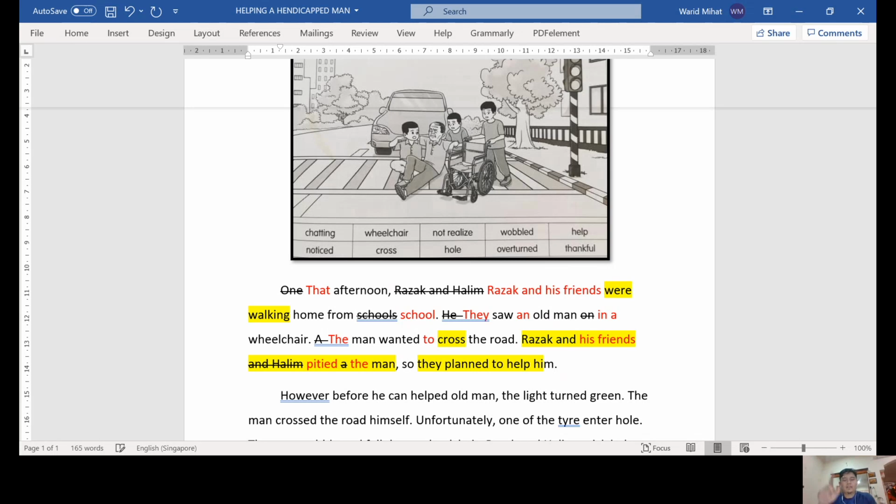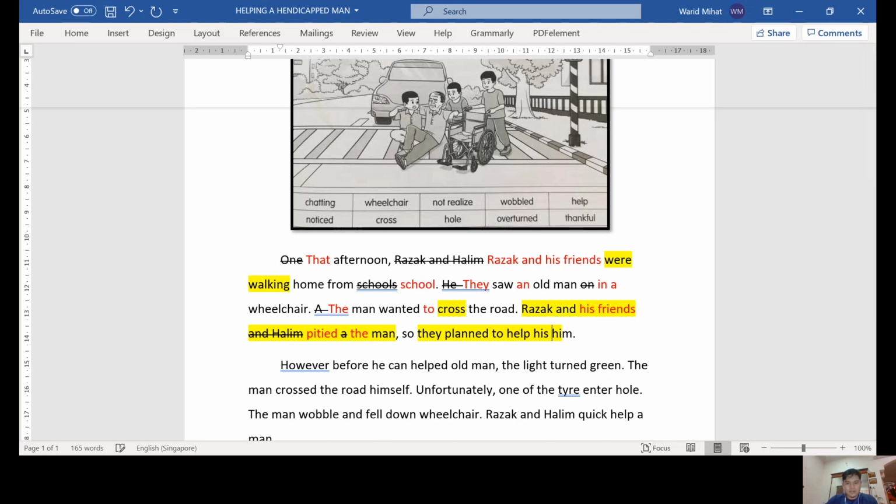Not his, kalau his, dia perlu digunakan bersama dengan kata nama. Contohnya kita nak cakap bag dia. So, baru kita kata his bag. Ataupun pencil dia. His pencil. Okay. Kalau dia berada di hujung ayat, then kita guna perkataan him. Kalau dia berada di hadapan ayat, kita guna he. Okay. Alright.